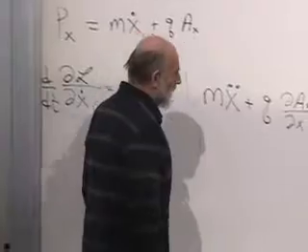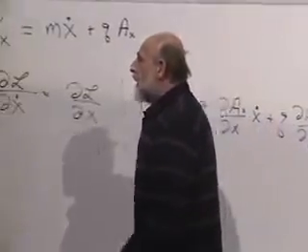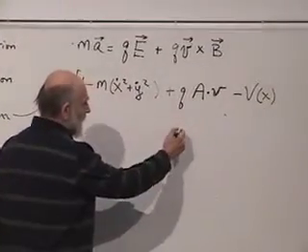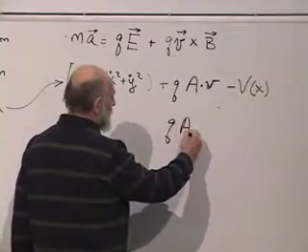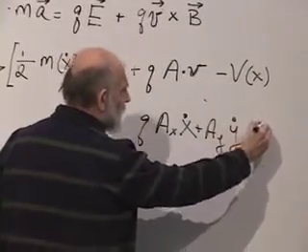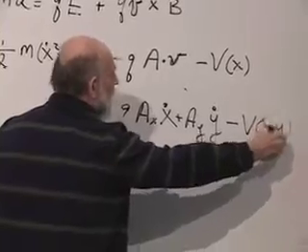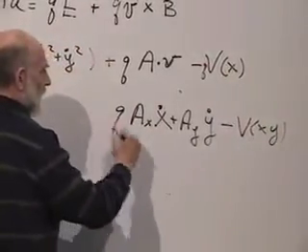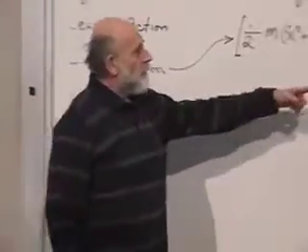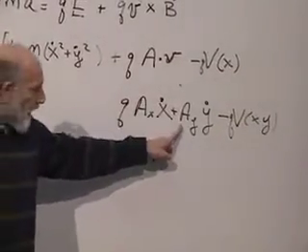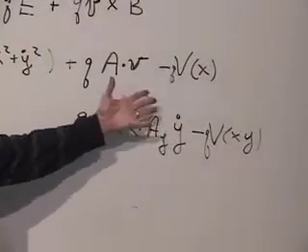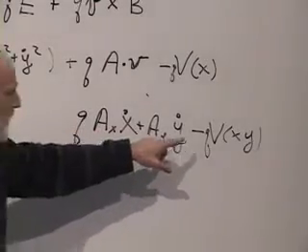What about the right side? Equals. Now, what we had depends on x. Let's write this out. This is q times A_x x dot plus A_y y dot minus V of x and y. Oh, there should be a q here. Yeah, q. All right, what depends on x? A_x depends on x in general, A_y depends on x, and V depends on x. The x dots don't depend on x. Just A_x and A_y and V depend on x.